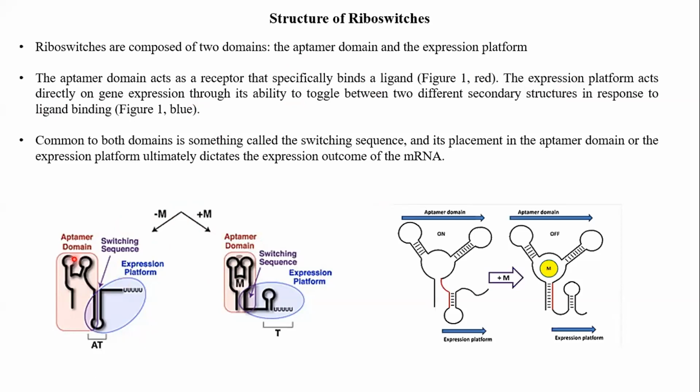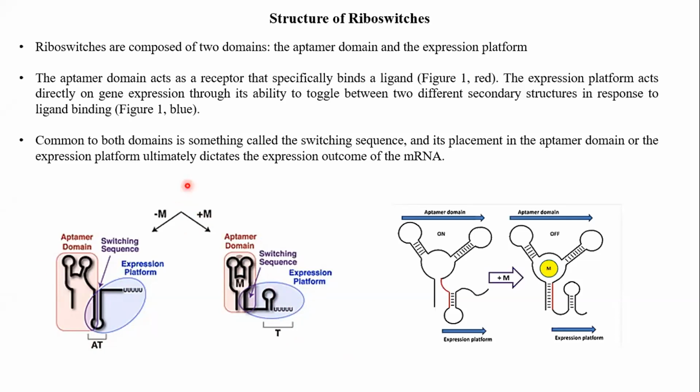So when the metabolite is absent, this is the structure. See the aptamer domain, there is no metabolite, and look at the expression platform, it has this particular structure. And look at the structure when the metabolite is present. You can see here the structure is different. It has slightly bent and it is interacting. And see the expression platform, it is forming a different secondary structure in the presence of the metabolite.